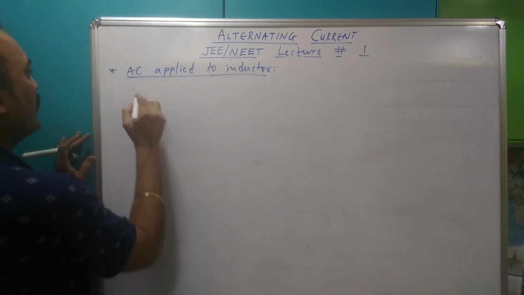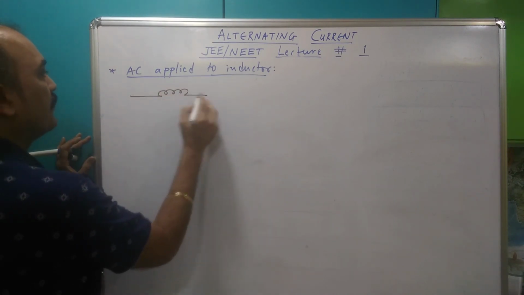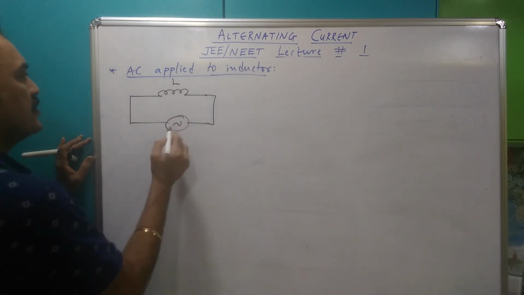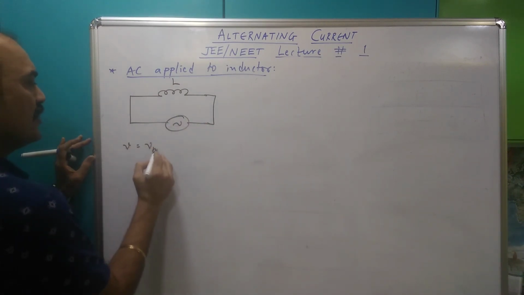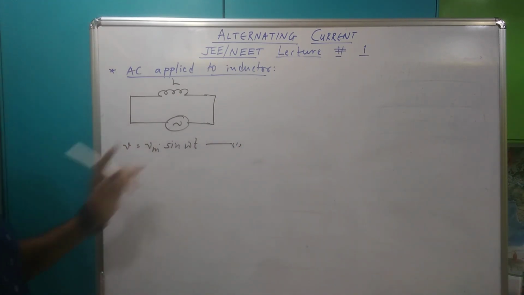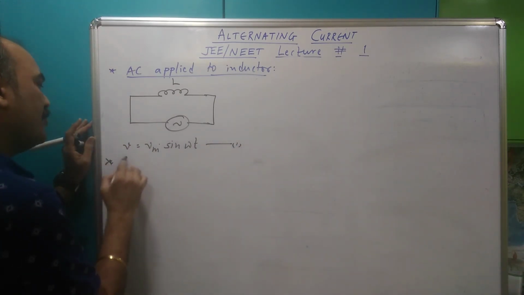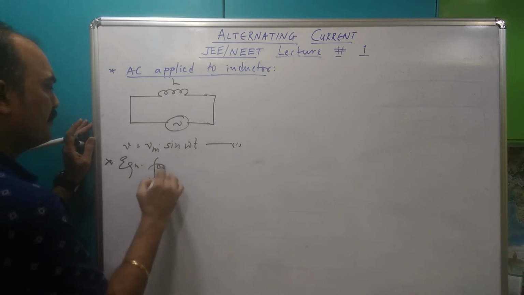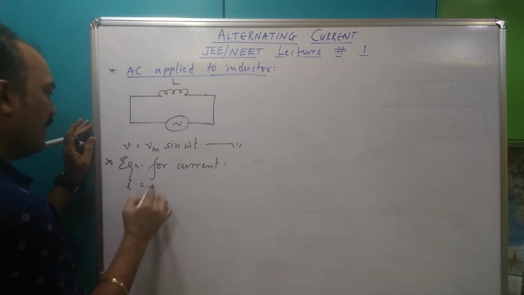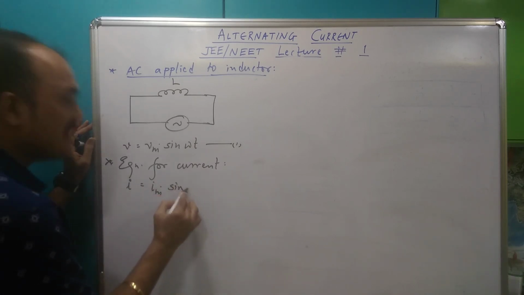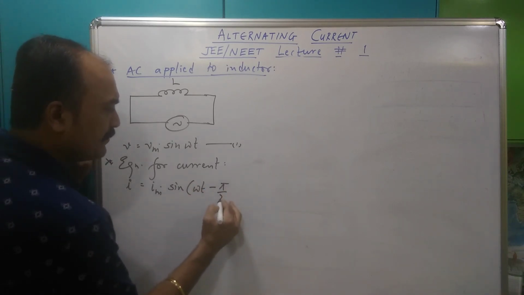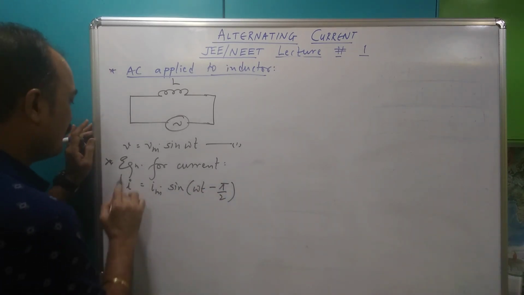Okay, I've got an inductor applied to an AC circuit. This is the equation for AC voltage: V is equal to Vm sin omega t. And now I write the equation for current. I'm not going into derivations because I don't need to derive it for JEE. So the equation for current I is Im sin(omega t minus pi by 2). We have derived this before.